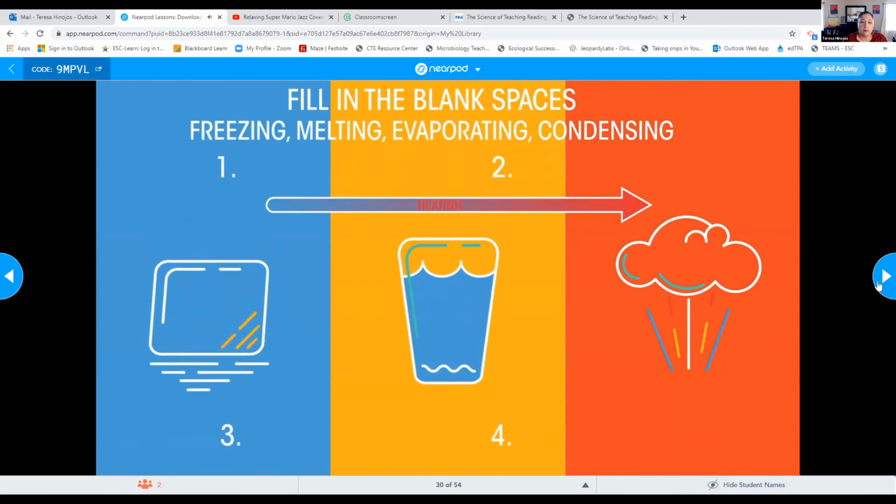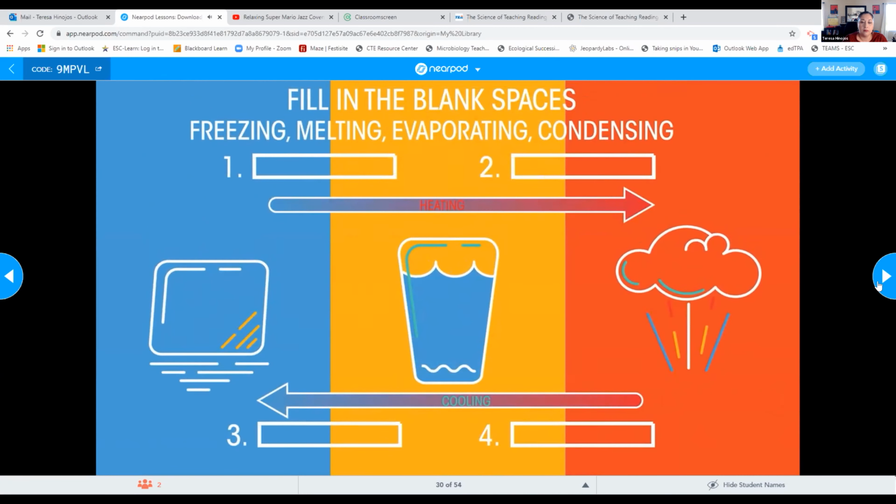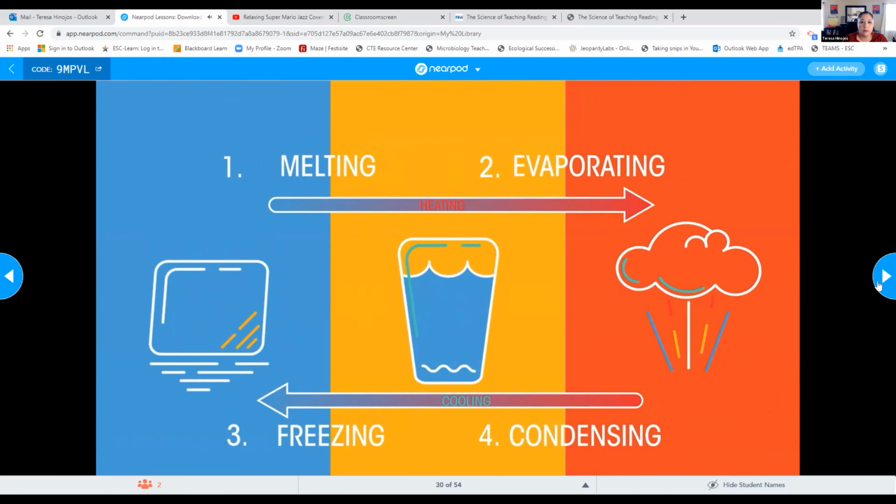These four words describe changes in state. Do you know which word refers to which change? Pause the video, fill in the gaps, and click play when you're ready. Did you get them right?